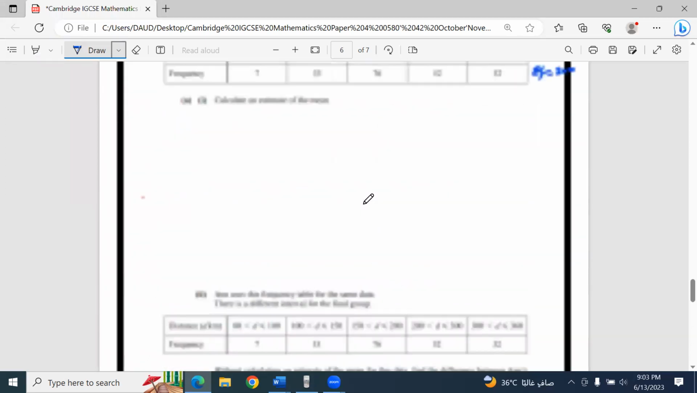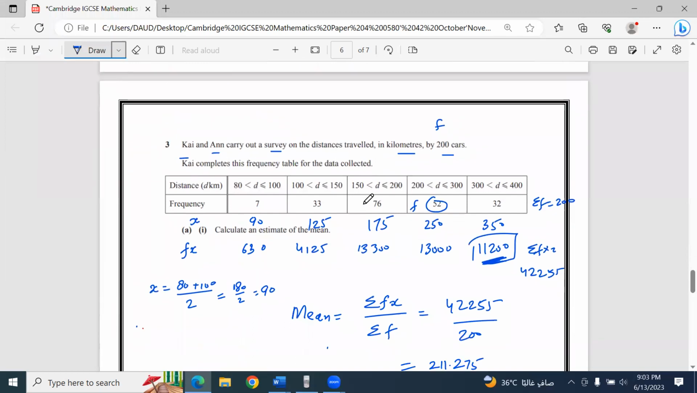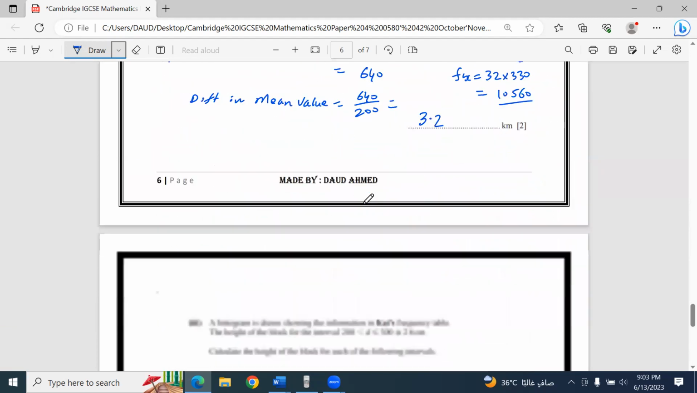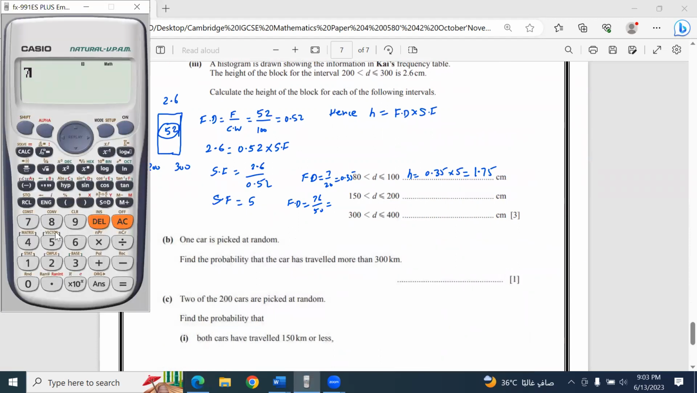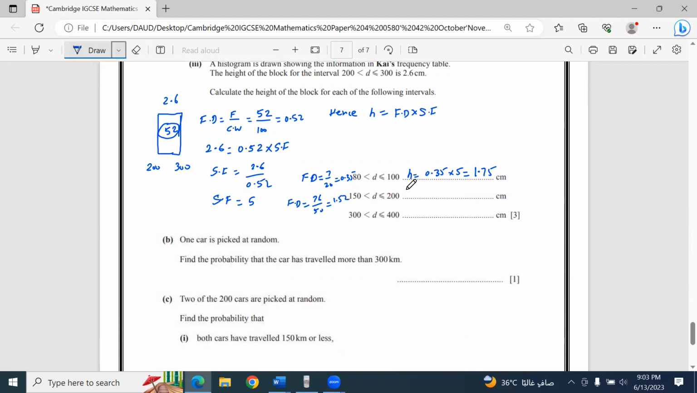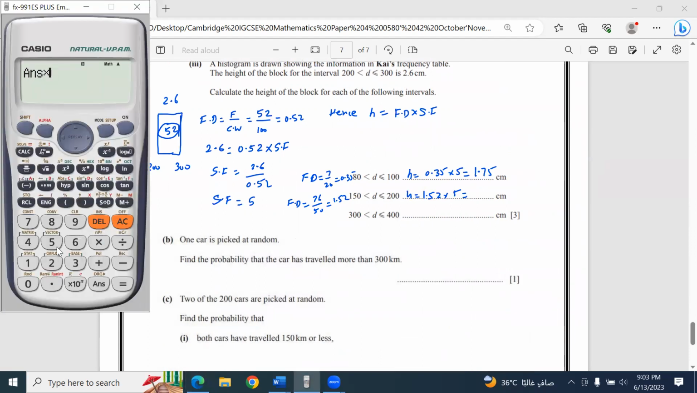Same as for the next, frequency density from 150 to 200. If you check the table, 150 to 200 has frequency 76. So 76 over 50, the class interval length, which gives me 76 divided by 50, equal to 1.52. So height equals 1.52 multiplied by 5, which is equal to 7.6.